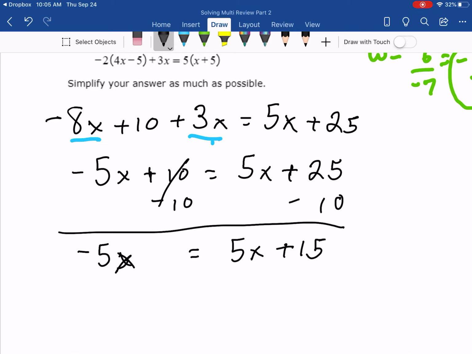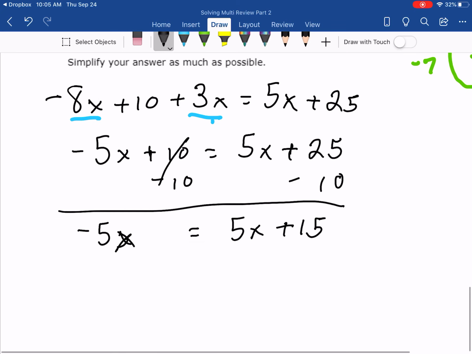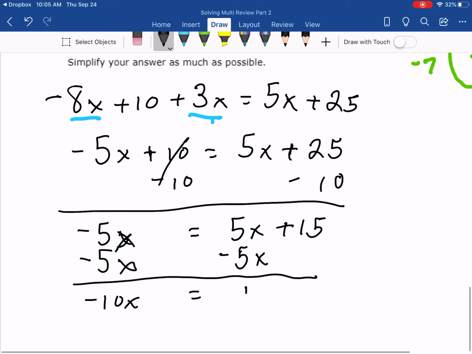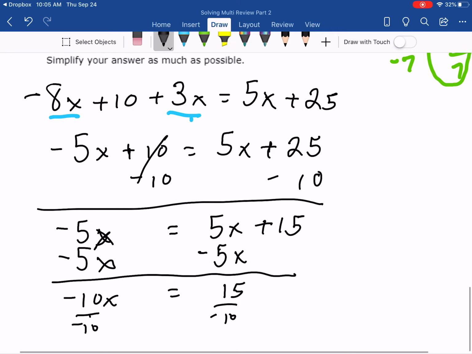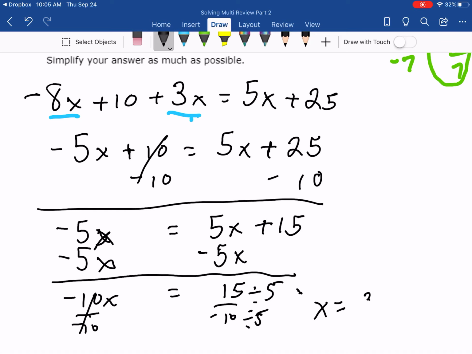Okay, now we want the variables all to be on the same side. So I'm going to move the positive 5x over to the left so that my variable is only on the left. Negative 10x equals 15. Divide each side by negative 10. Okay, and again, we're going to have a fraction. So 15 and 10 are each divisible by 5. So x equals 3 over negative 2. And just like the previous example, we're going to want to bring the negative to the front of the fraction. We'll write it as negative 3 over 2.